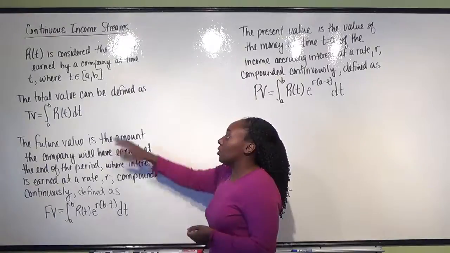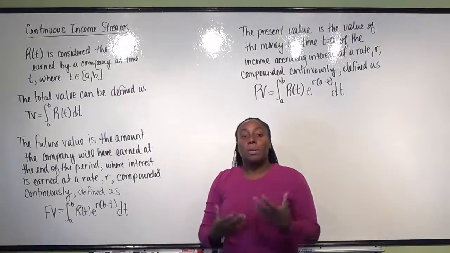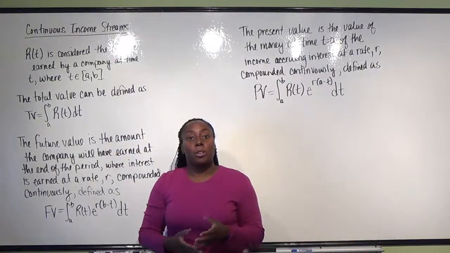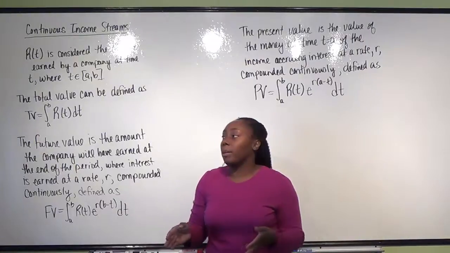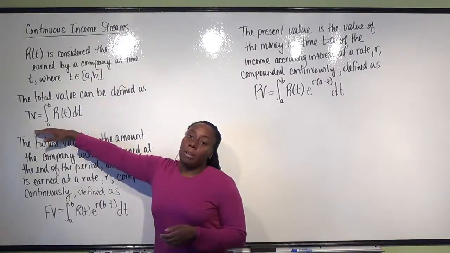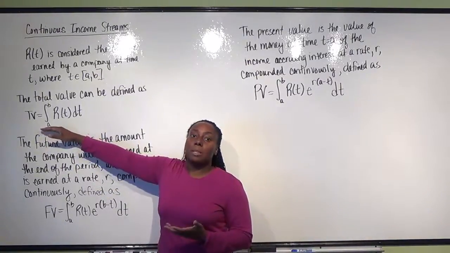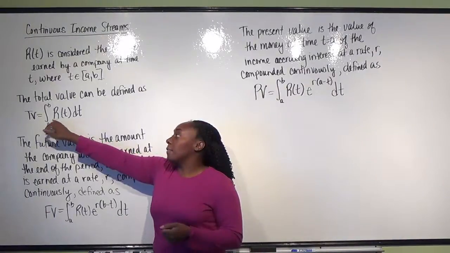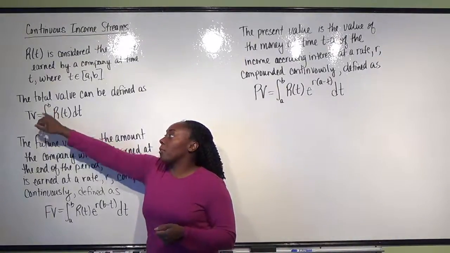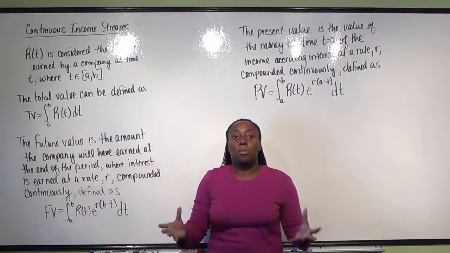And the first is what we just consider our total value. So if I just take that revenue that's earned and add it up over the time period, this gives me the total value. And so this is basically what we've said as our area. If I take all of the revenues over the interval, that's going to give me my total value earned for that period.